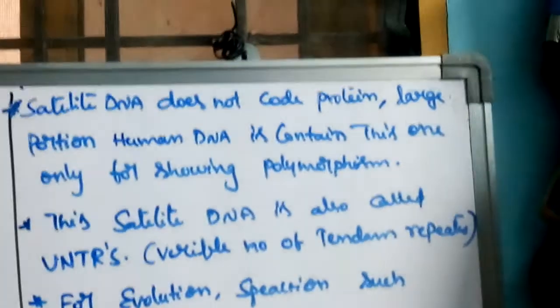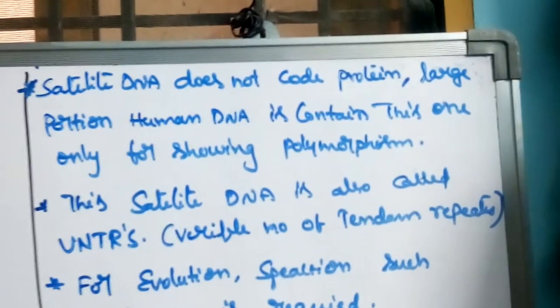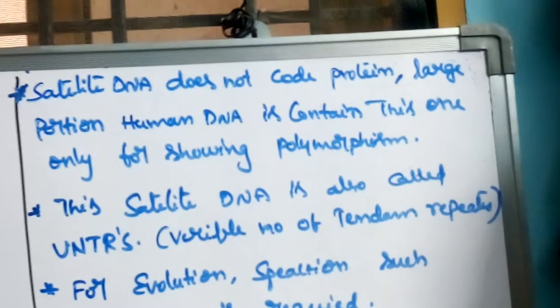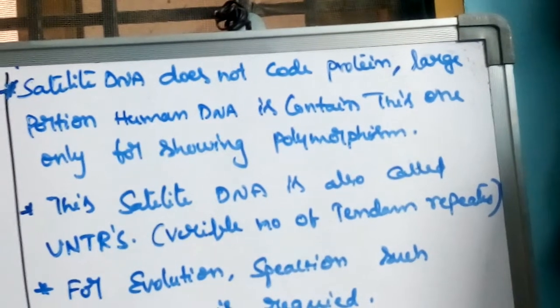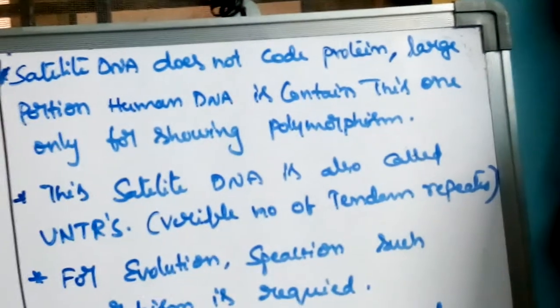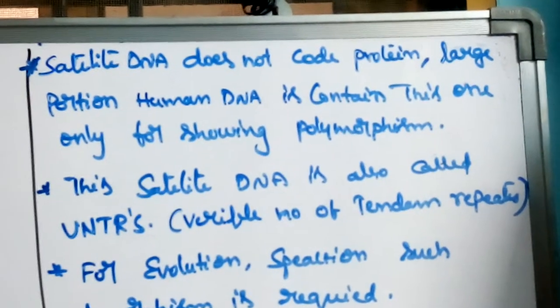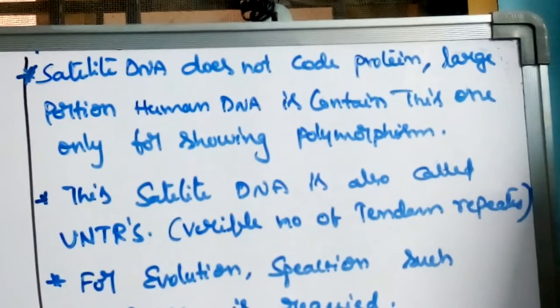So what is the function of this satellite DNA? Satellite DNA does not code any protein. Is it coding any protein? No. It is only the portion of human DNA which shows polymorphism. It never participates in protein synthesis. It helps in showing the polymorphism.